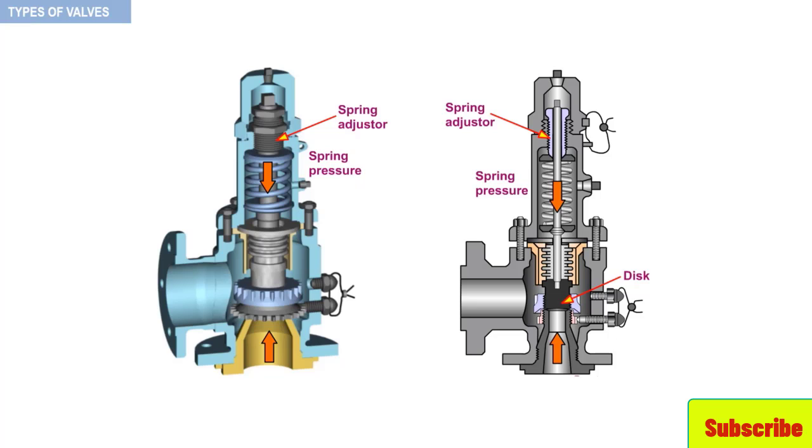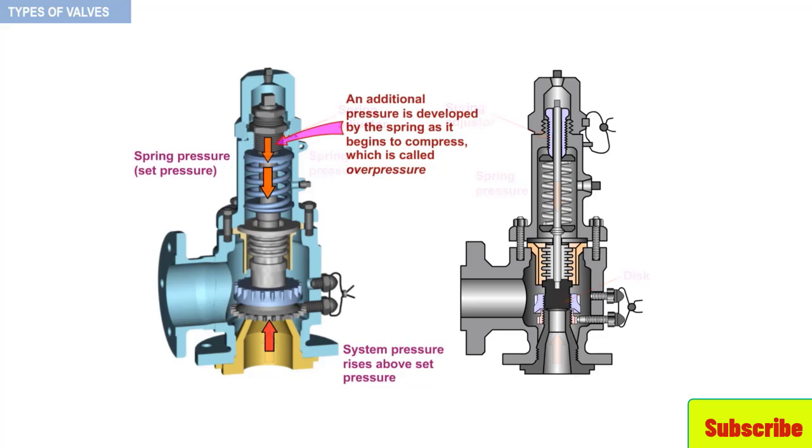When the inlet static pressure rises above the set pressure, the disc begins to lift off its seat and fluid begins to escape. But as the spring begins to compress, it exerts a greater force. This additional pressure, which has to be overcome to achieve discharge at the valve's rated capacity, is called overpressure. Recall, we have seen this in the previous video. Overpressure is so higher than the set pressure.